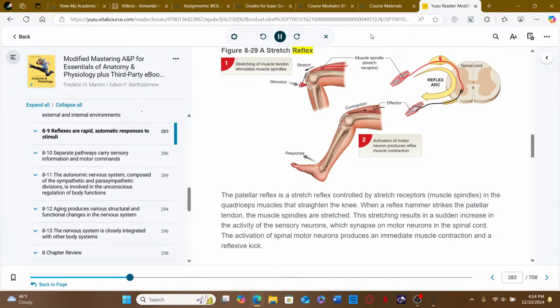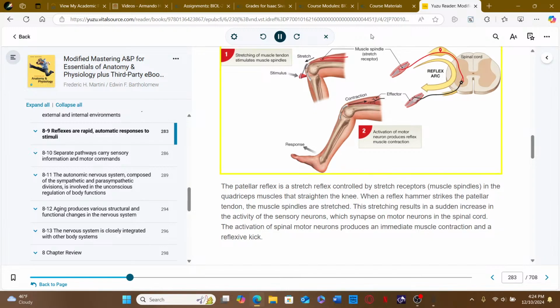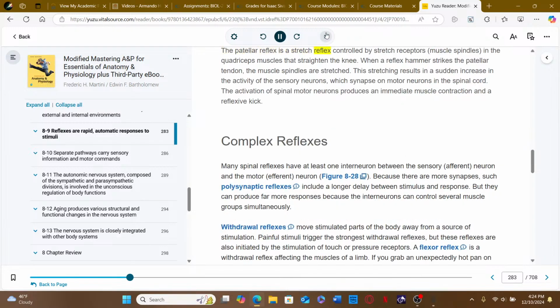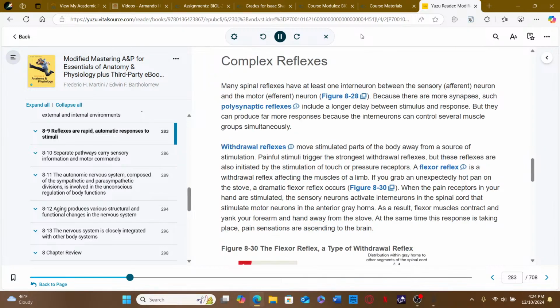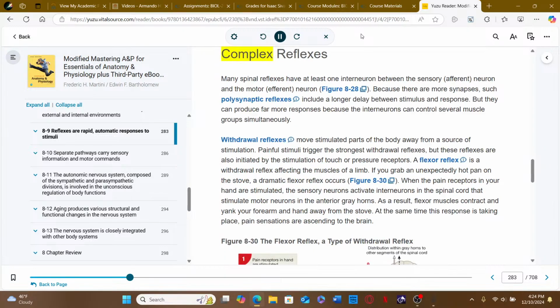Figure 8-29 A stretch reflex. The 2 steps that occur in the patellar reflex. The patellar reflex is a stretch reflex controlled by stretch receptors, muscle spindles, in the quadriceps muscles that straighten the knee. When a reflex hammer strikes the patellar tendon, the muscle spindles are stretched. This stretching results in a sudden increase in the activity of the sensory neurons, which synapse on motor neurons in the spinal cord. The activation of spinal motor neurons produces an immediate muscle contraction and a reflexive kick. Figure 8-29 full alternative text.